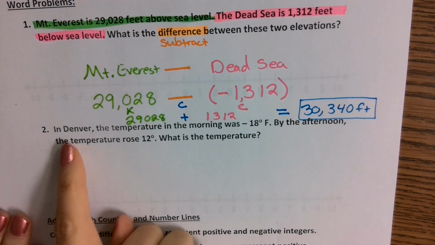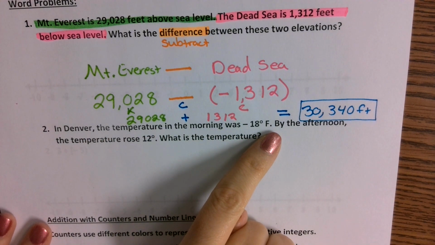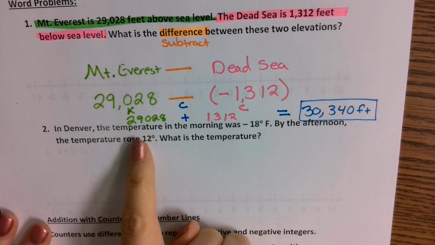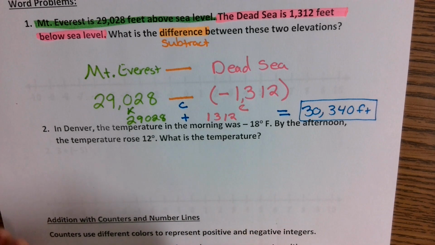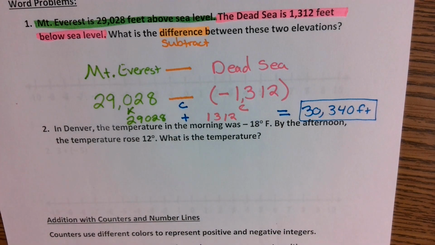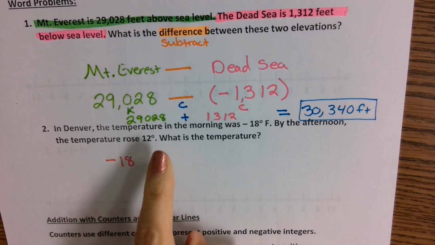All right, let's go ahead and go over this. In Denver, the temperature in the morning was negative 18 degrees Fahrenheit, so it's already told us it's a negative. By the afternoon, the temperature rose 12 degrees. What's the temperature? Okay, so we want to know what the new temperature is. So we're given an original temperature, which was a negative 18.